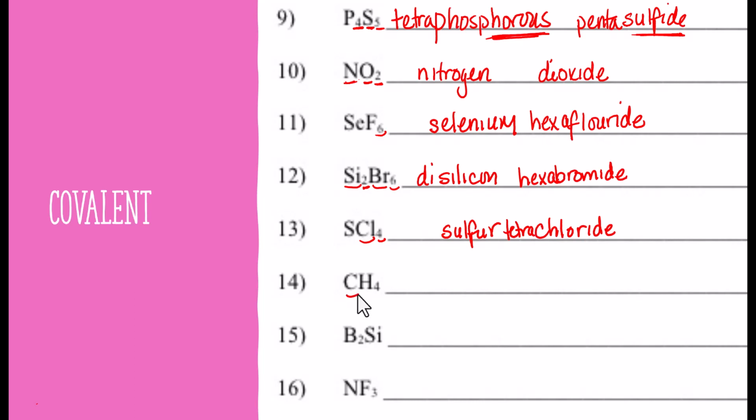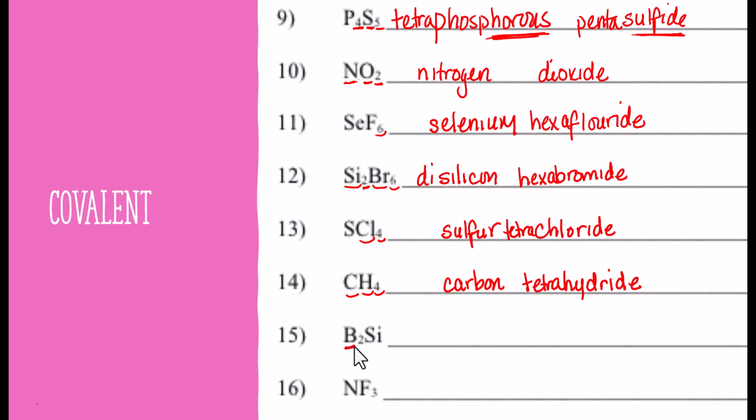Number 14, CH4. First one is carbon, so we write carbon name as is. Prefix is 1, so we don't need a prefix. The second element is hydrogen, which becomes hydride because we have to drop the ending and add IDE. There's 4 of them, so this is tetra. It's a carbon tetrahydride.